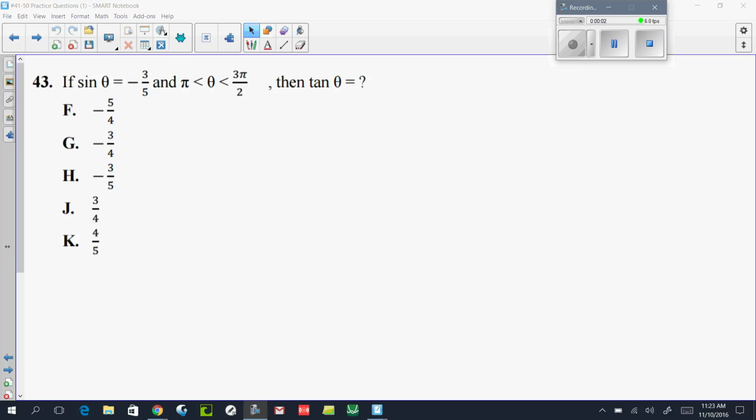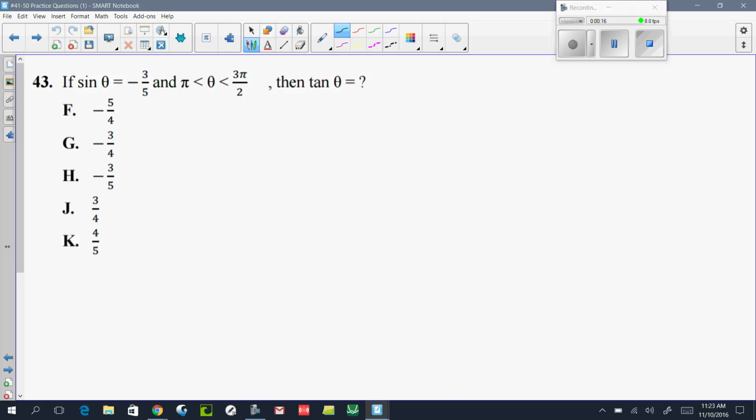All right, it's time to take a look at some of these trouble questions from the practice set, 41 through 50. Looking at your comments below, I definitely noticed that 43 and 49 were the two challenging questions. So we're going to start with number 43. Both of these questions have to do with trigonometry.